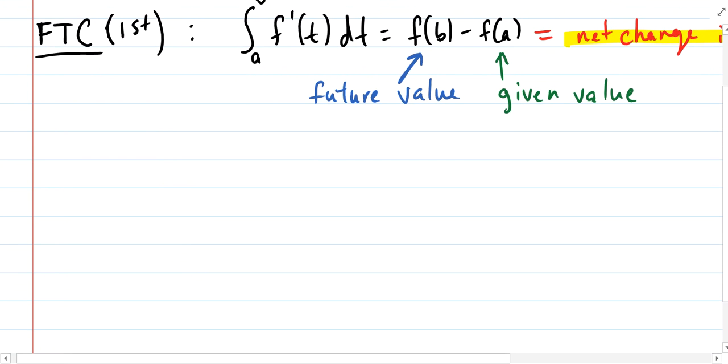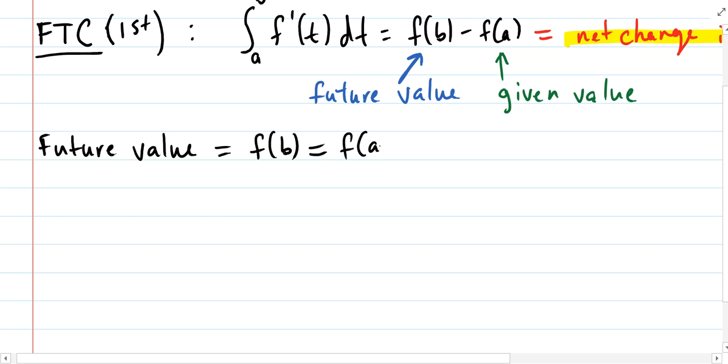All right, so if you're doing a future value problem, then you would solve for the future value. And that would equal f of b. And to solve for f of b up above, you would just add f of a to both sides. So you get f of a, which is the initial value or whatever given value they give you. And then you're adding the net change, how that function is changing over that time period.